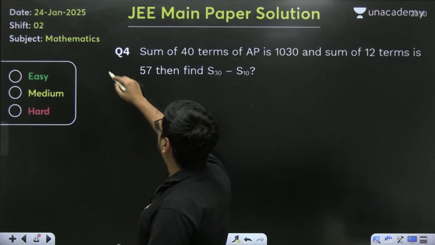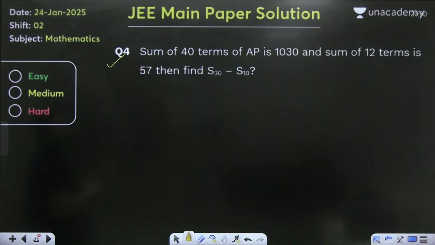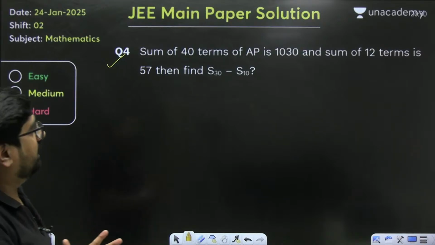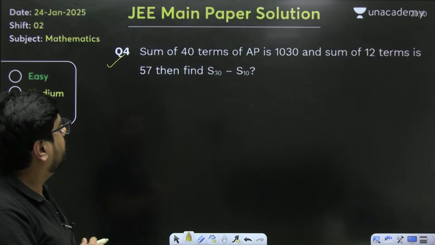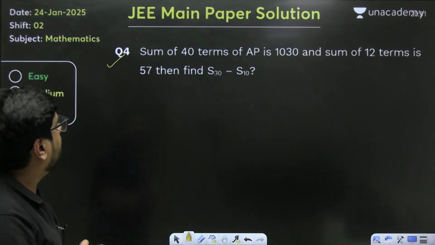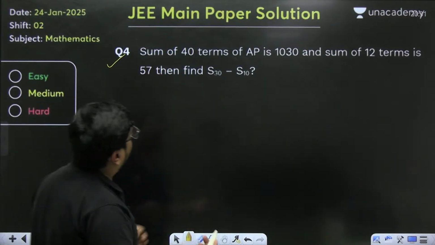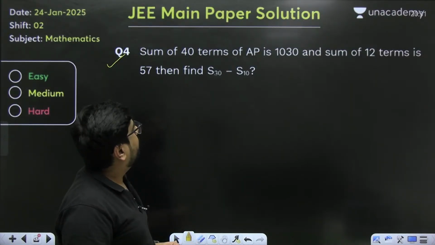One more question, the fourth question which we have got. Here they are asking you the sum of 40 terms of an AP. This looks like an easy question only, right? Why? Because the sum of 40 terms is given, the sum of 12 terms is given, and then they are asking you S30 minus S10.